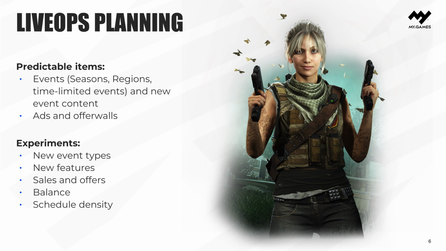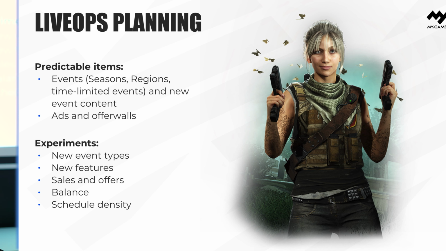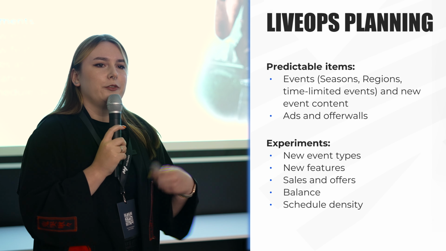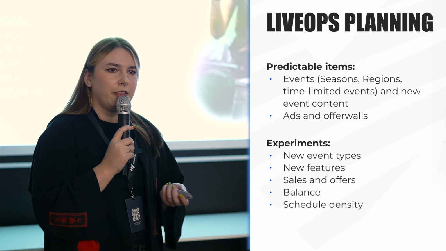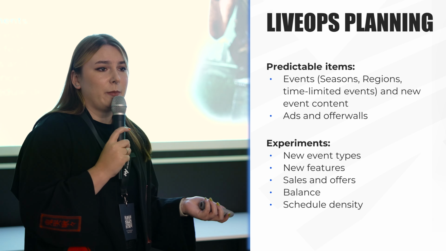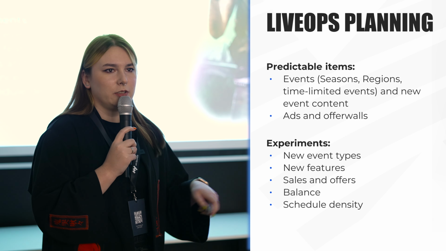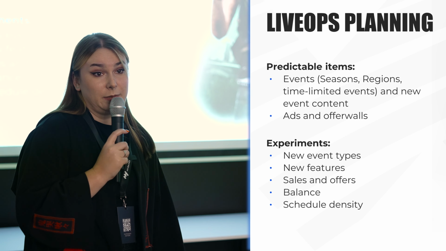So our LiveOps system is also divided into two parts, because we love dividing things into parts, obviously. We have the predictable parts, which is season passes, new regions, other time-limited events. They usually go one after another, have the same length, and they generate the same amount of money every time, so they can be easily estimated.